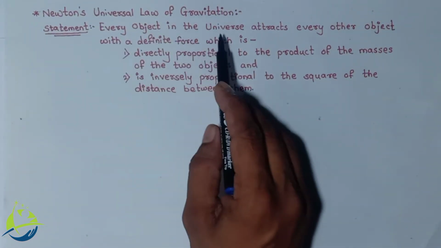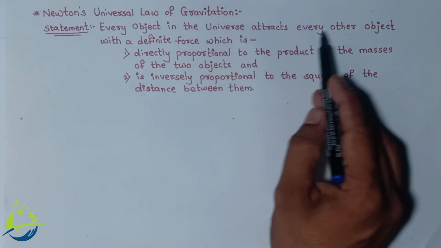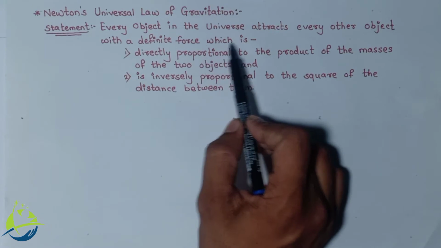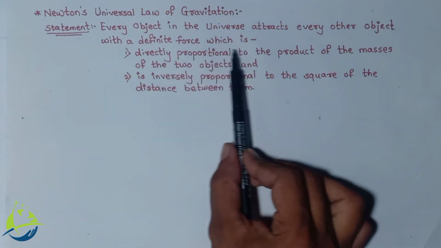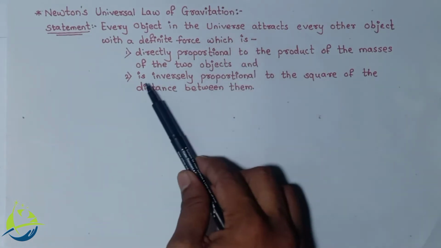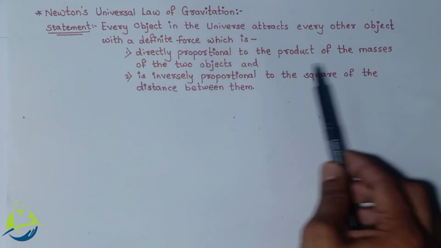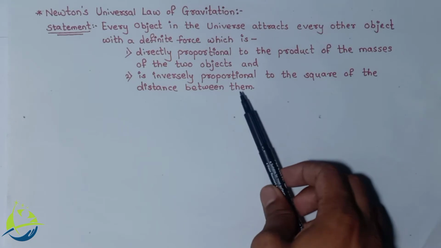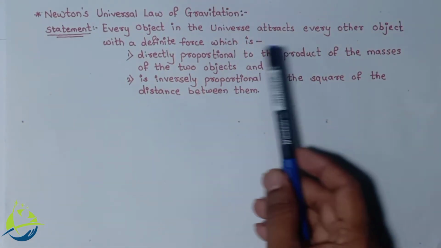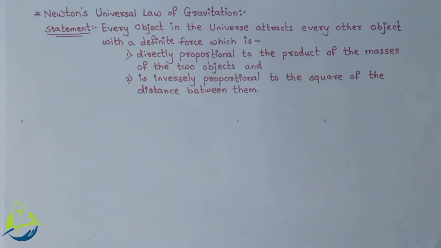Every object in the universe attracts every other object with a definite force which is directly proportional to the product of the masses of the two objects and is inversely proportional to the square of the distance between them. This is the statement. For understanding this statement, let us take one diagram.